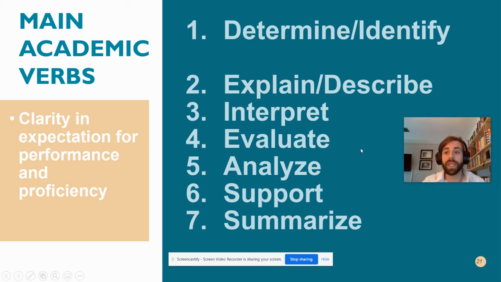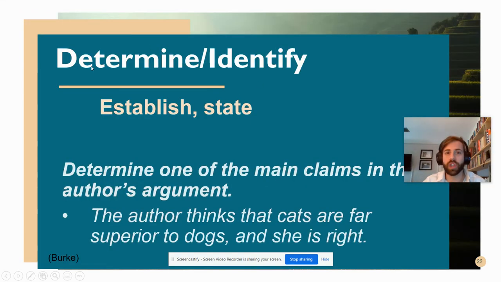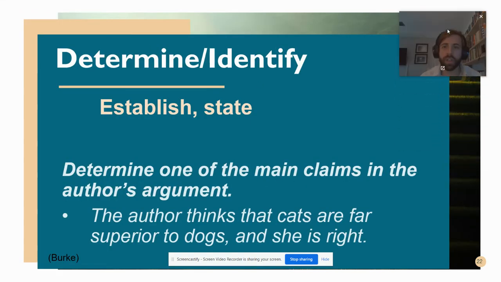So the first one is really easy. I'm going to use determine or identify. So if I'm going to determine something or ask you to identify something, this can be one of the rare cases where you can give me a really, really short answer. All it means is to establish or state what I'm asking. So if I ask you to determine one of the main claims in the author's argument, like I have you read an article and you have to determine the main claim, this could be a 1-sentence answer, and that would be exactly what I'm looking for.